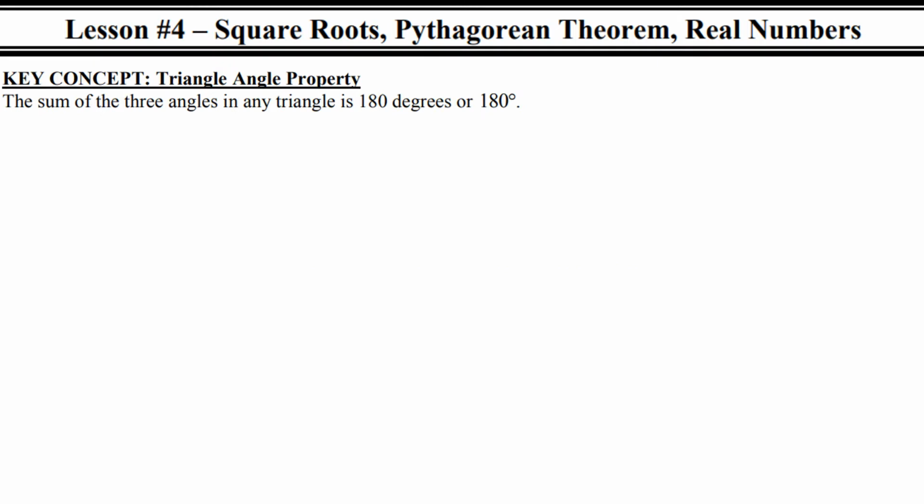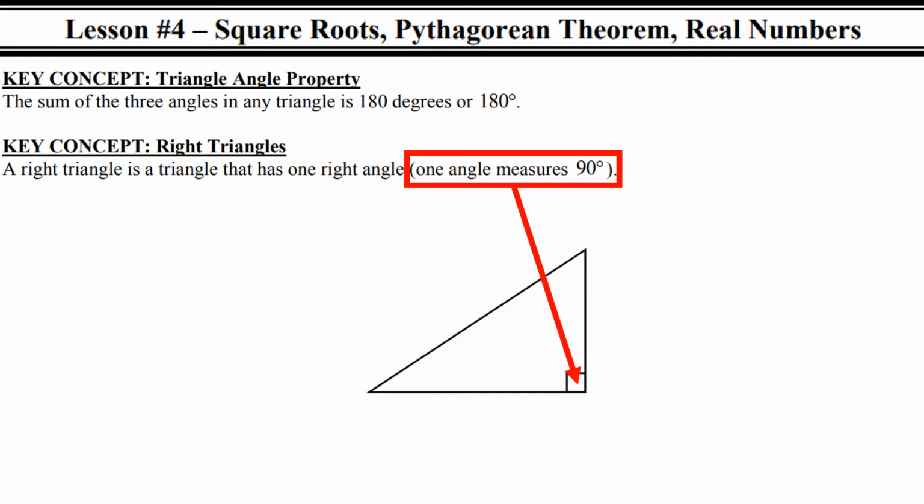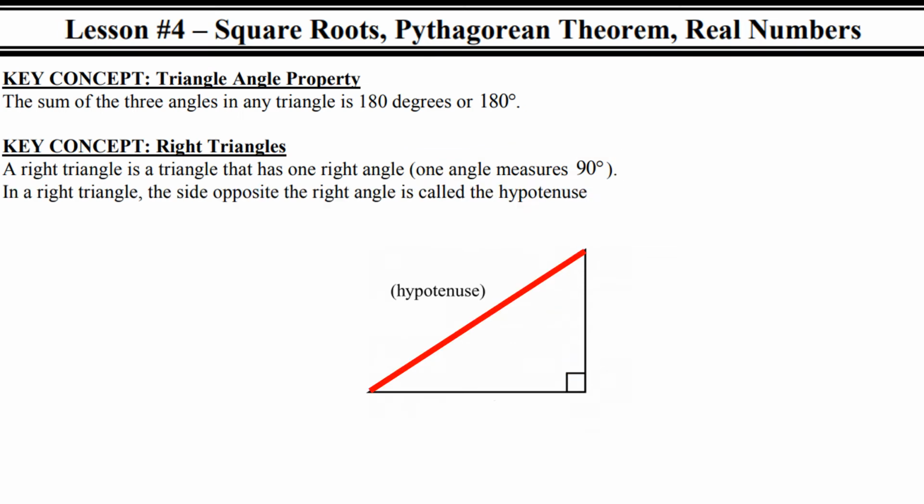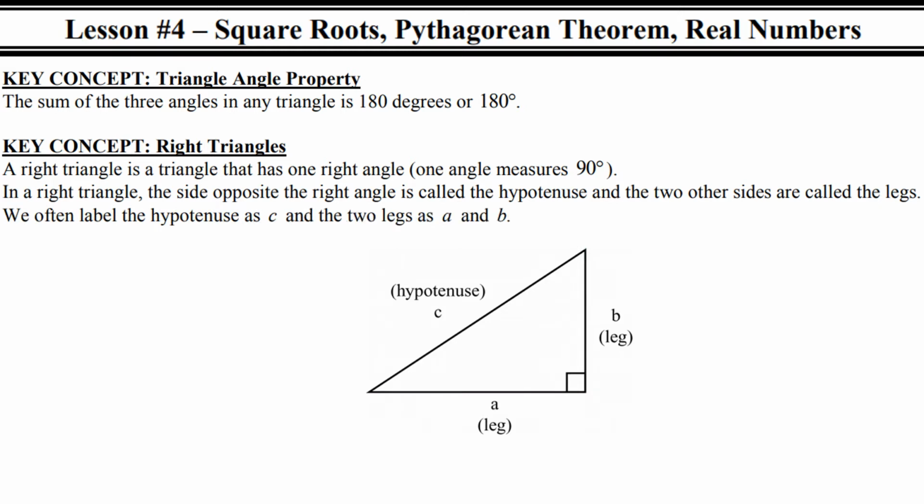The triangle angle property says that the sum of the 3 angles in any triangle is 180 degrees. In right triangles, one of the angles is a right angle. That angle measures 90 degrees. In a right triangle, the side opposite the right angle is called the hypotenuse, shown in red. And the other two sides are called the legs, shown in red. We often label the hypotenuse with C and the two legs with the variables A and B.